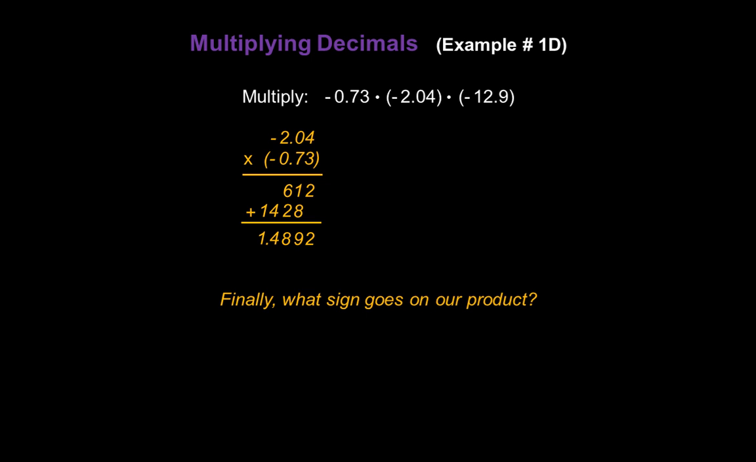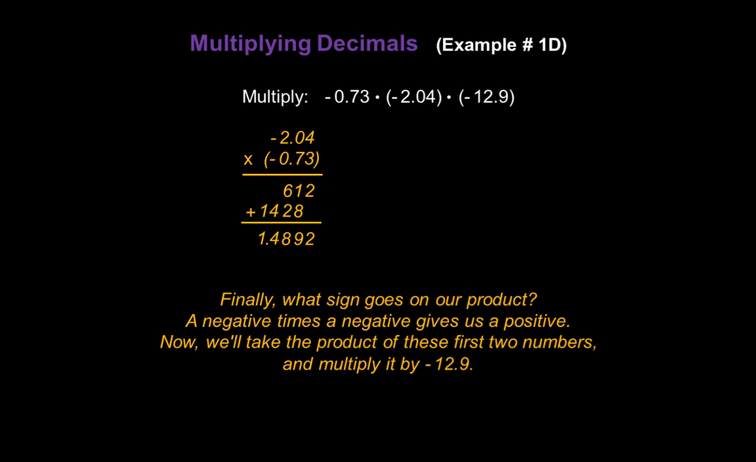Finally, what sign goes on that product? Well, a negative times a negative gives us a positive. So we'll leave it just like that, and we'll take the product of these first 2 numbers and multiply it by the last decimal, negative 12.9. 1.4892 times a negative 12.9.